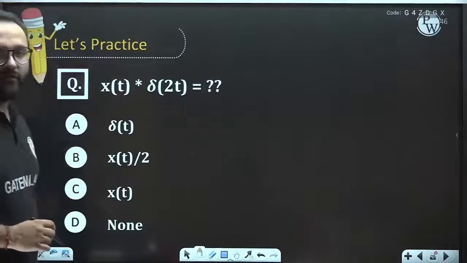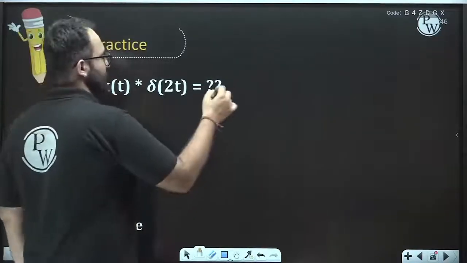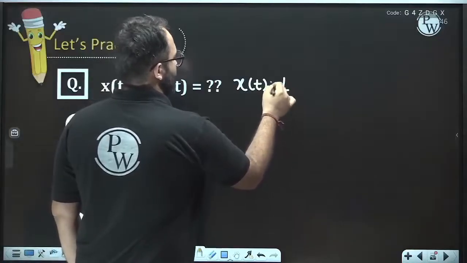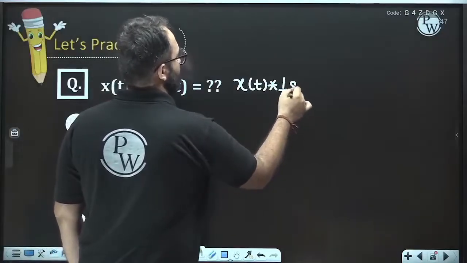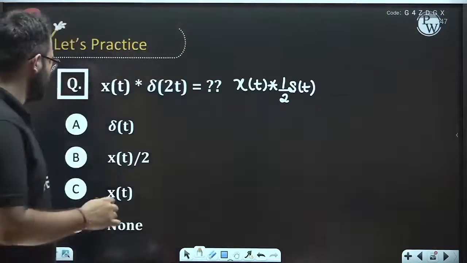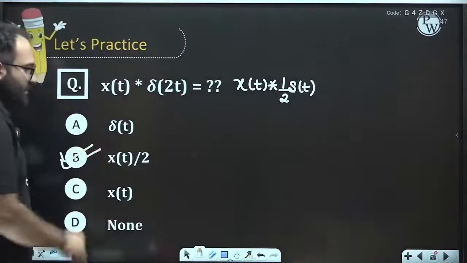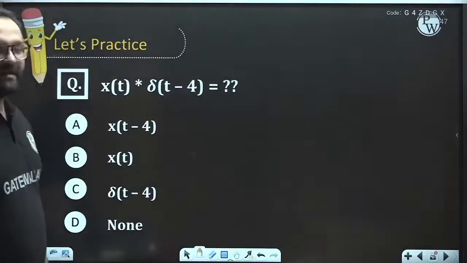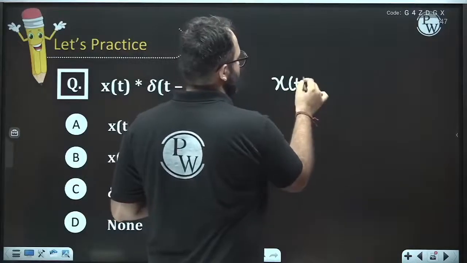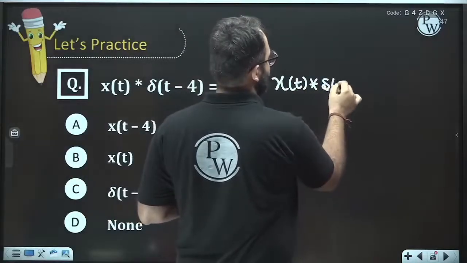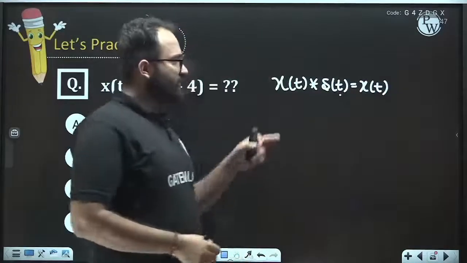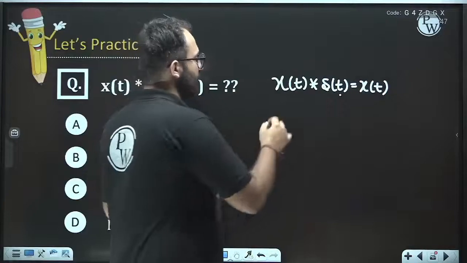Now x(t) convolve delta(2t). So this is again x(t) convolution 1 upon 2 delta(t). So this will be x(t) upon 2. B is the correct answer here. Now x(t) convolve delta(t minus 4). Since we know that x(t) convolve delta(t) is equal to x(t), if we do the shifting in the delta term, then the result will also get shifted.